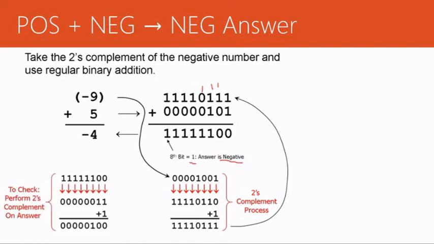Okay, so if we're going to convert it back, let's say we have here negative 4. Let's get the 2's complement by flipping each bit, so 1 becomes 0 and 0 becomes 1. So we'll have 0, 0, 0, 0, 0, 1, 1. Then add 1. If we convert this, it should be equal to 4. And our answer is correct.